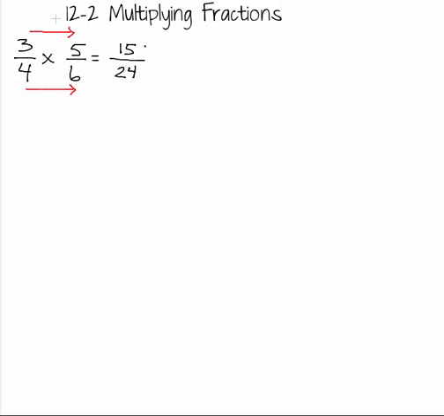Now you do have to reduce, so you think what number goes into both 15 and 24. I know 3 goes into both, so what you do to the top, you do to the bottom. I'm sorry, I meant 15 divided by 3 is 5. 24 divided by 3 is 8. This can't be reduced any further, so this is lowest terms.